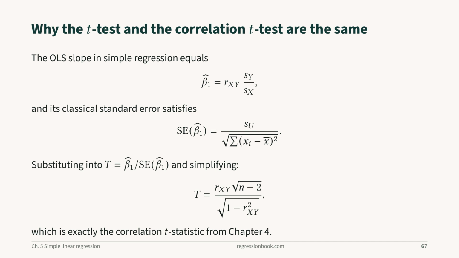The chapter 4 identity deserves its algebra. The slope equals the correlation times the ratio of standard deviations. Substitute that and the classical standard error into the t-statistic, simplify, and everything collapses to the correlation t statistic with n-2 degrees of freedom. Testing a zero slope and testing zero correlation are one and the same test.